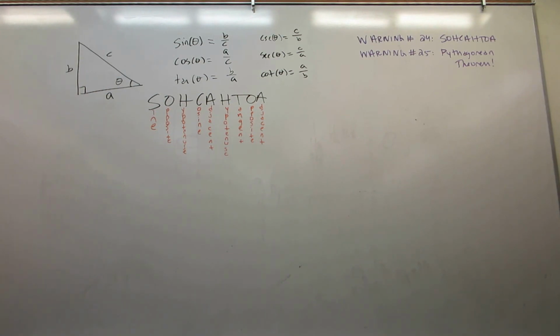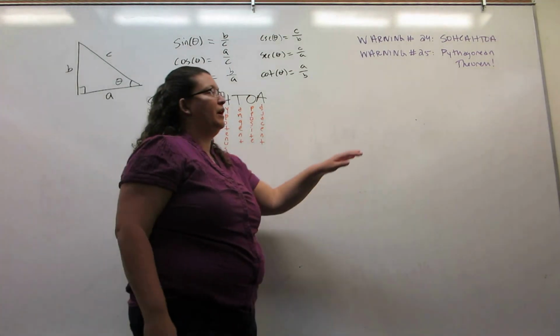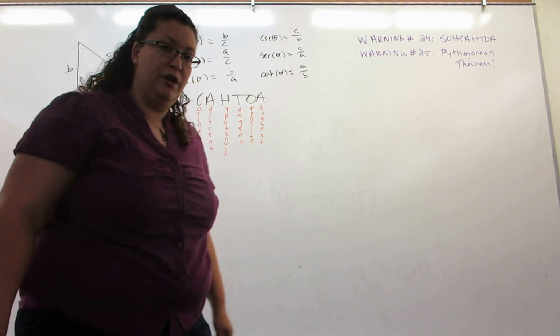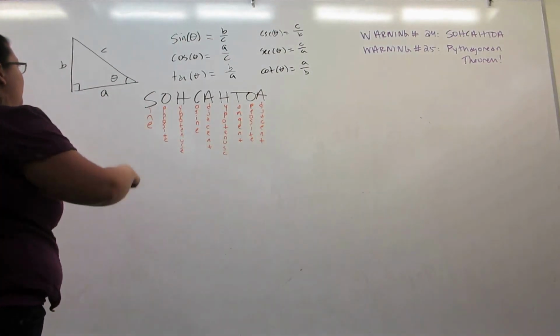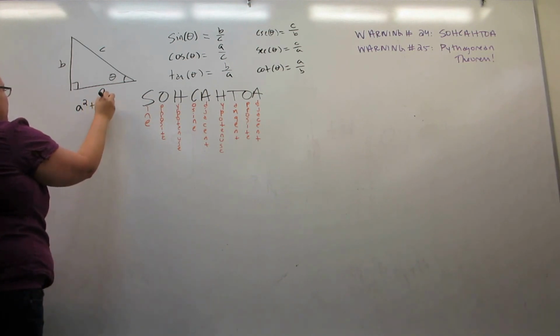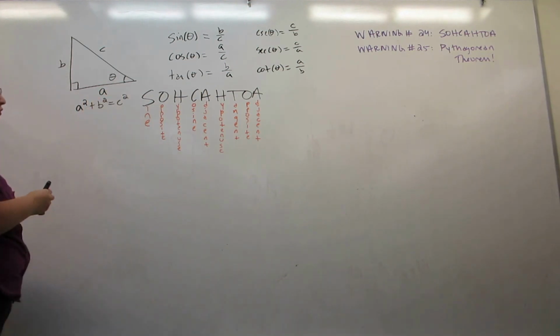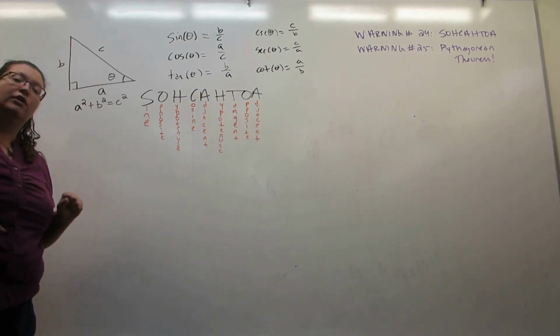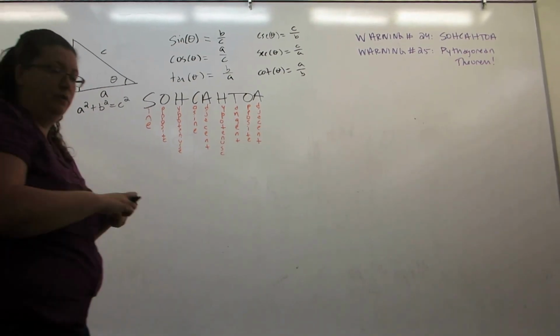Now, another thing I want to point out before I do an example is to not forget the Pythagorean theorem. The Pythagorean theorem is one of the most useful tools in trigonometry. And if you remember, for a right triangle like this, the Pythagorean theorem says that a squared plus b squared equals c squared. This means if you know any 2 sides of the triangle, you can always find the third.